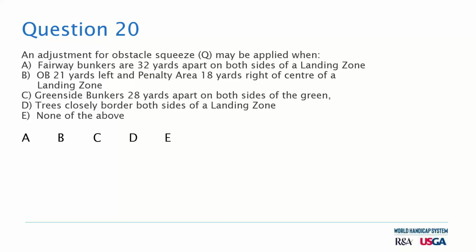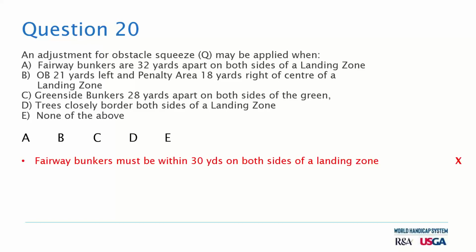It's an adjustment for obstacle squeeze. Using that Q adjustment may be applied when, letter A, the fairway bunkers are 32 yards apart on both sides of a landing zone. Well, we know that's incorrect because we wouldn't use that, because they need to be at least within 30 yards on both sides of the landing zone. So we know that letter A can't be correct.